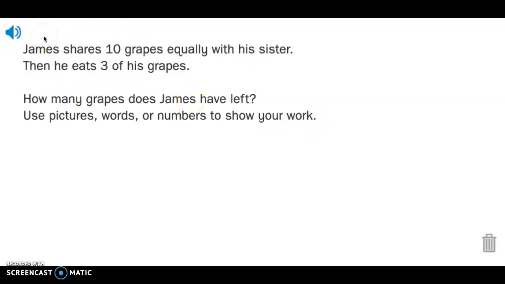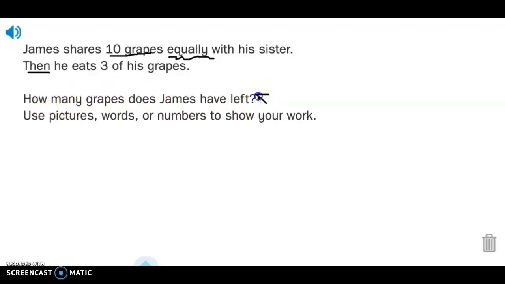So think of what we know and think of what we have to find out. James shares 10 grapes equally with his sister. So he has 10 grapes and he shares them, keyword, equally, 10 grapes equally with his sister. Figure that out first. Then he eats 3 of his grapes. Okay, I can picture that in my head.